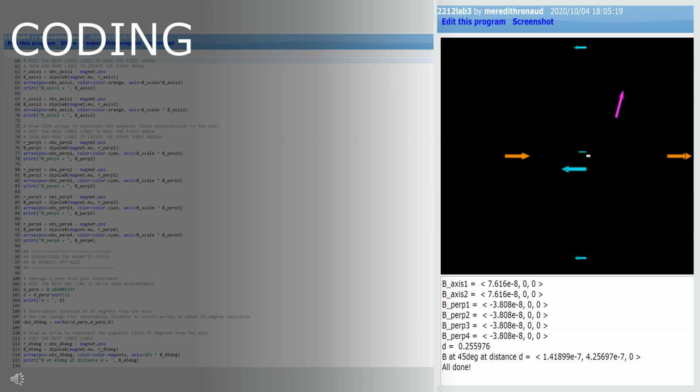I repeated this process for each arrow as you can see on the left-hand side, including the purple arrow that was 45 degrees from the magnet. The orange arrows represent those that were on axis, while the blue arrows were off axis or perpendicular to the magnet, and once again the purple represented a 45-degree observation location.